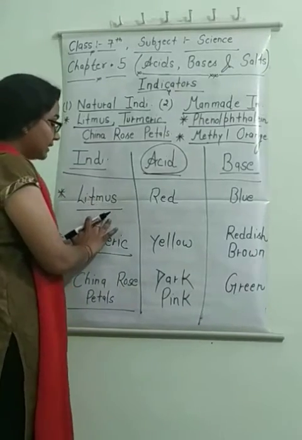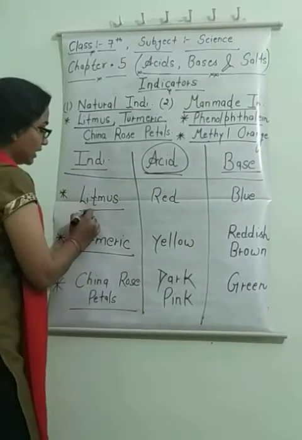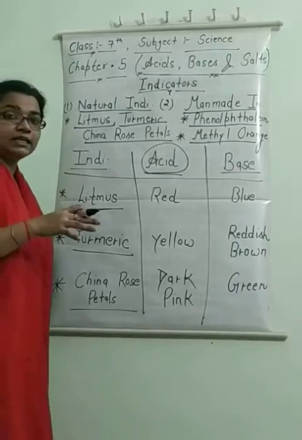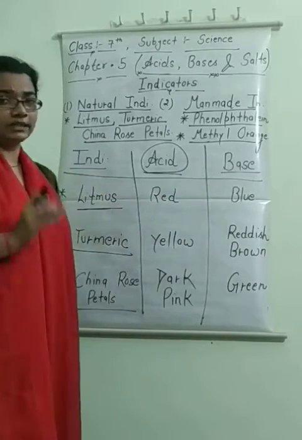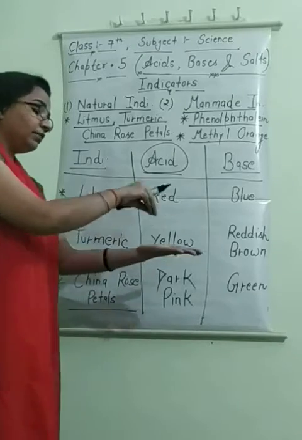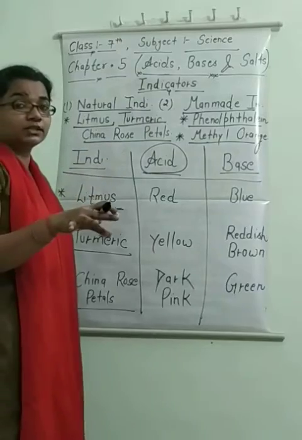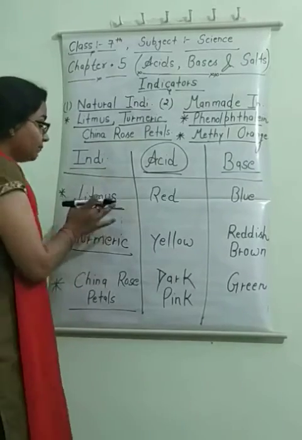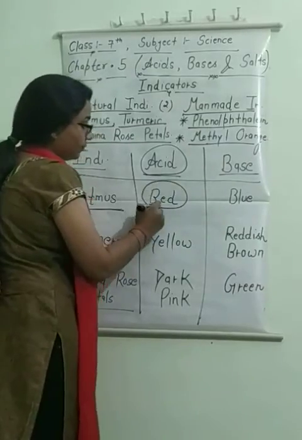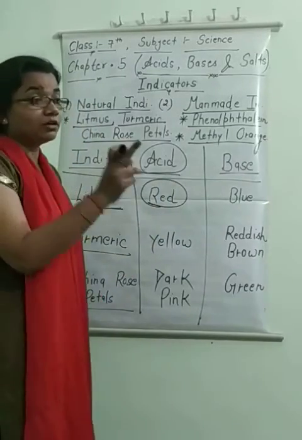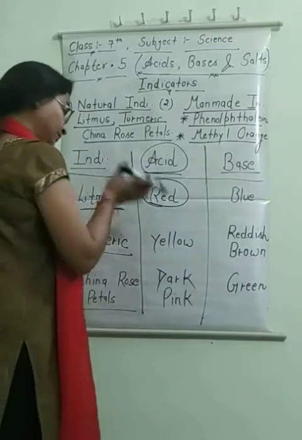We can easily identify the nature of any acidic or basic substance with the help of litmus paper. Suppose that we don't know whether a substance is acidic or basic. We put that substance on the litmus paper, and if the litmus paper gives a red color, then definitely the nature of that substance is acidic. Clear? Same thing.